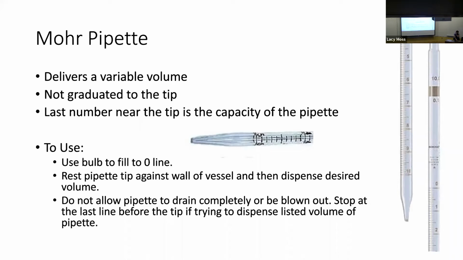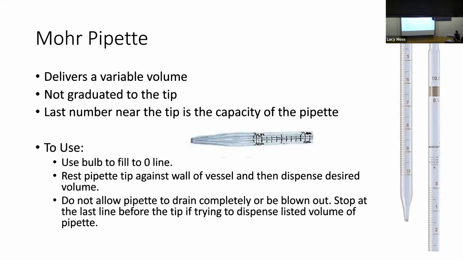So a Mohr pipette delivers a variable volume, and notice it's not graduated to the tip. This is a 5 ml pipette, and you would have to stop the meniscus right here at this little line and basically keep the rest of the liquid in here to actually deliver 5 mLs. This is annoying. No one likes to do this, but they do exist. So you need to know that they exist and how to use them, but mostly you're going to be using serological pipettes. So you'd fill it to the 0 line, once again rest it against the wall, and then do not allow it to drain completely because you want to stop it at that little line.